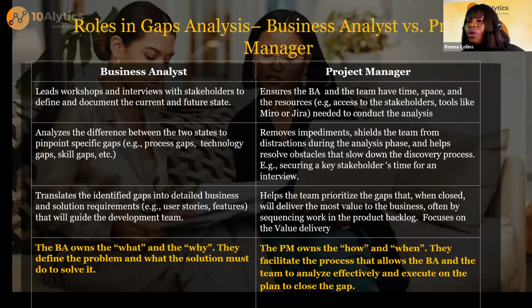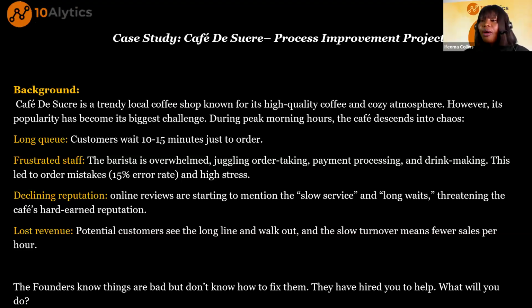As a BA, you own the what and the why. You define the problem and what the solution must do, right? Like I said before, as a BA, you are a change agent and a solutions architect. And as a PM, you're the owner of the how and the when, right? You facilitate processes, you allow the BA and the team to analyze effectively, and then ensure that they execute the plan and close the gap on time and within budgets. So as a PM, you ensure that projects are delivered within budgets. Now, to further buttress on gap analysis, let's take a look at this case study.